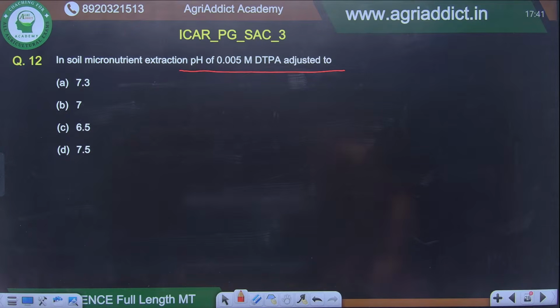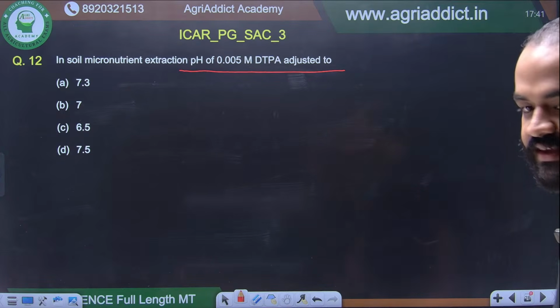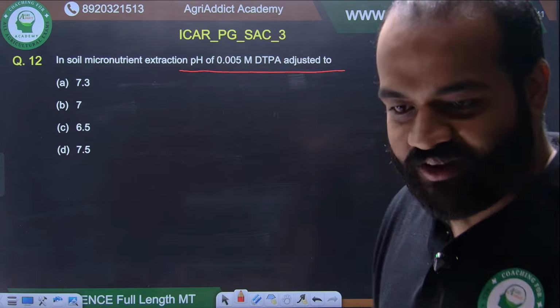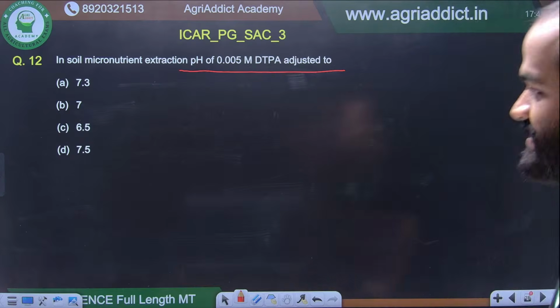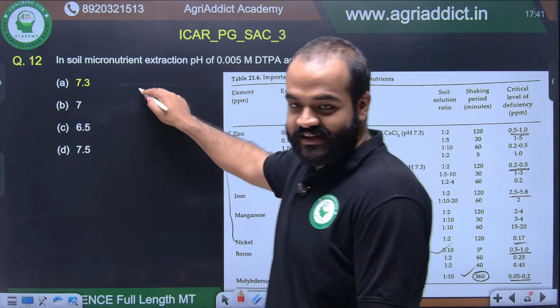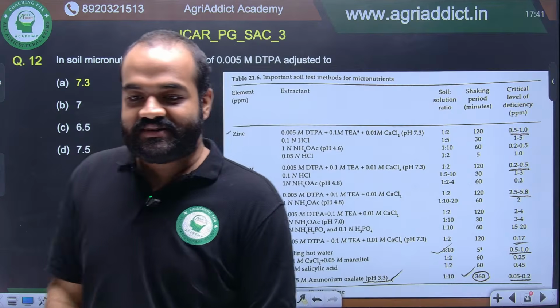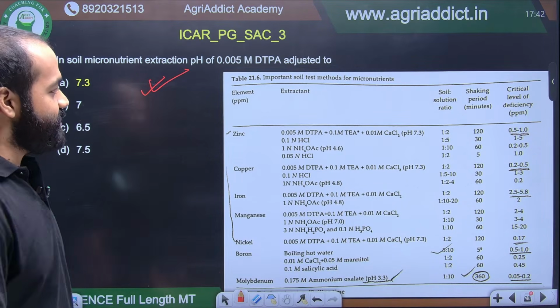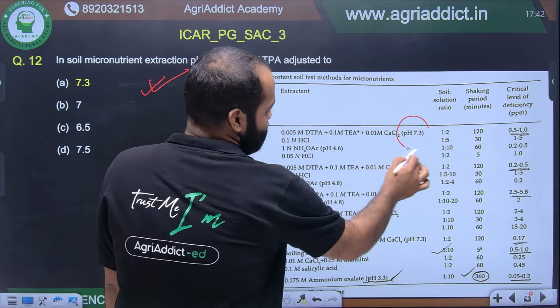7.6 कौन लिख रहा है यार? 7.6 नहीं है भाई. 7.6 क्यों लिख रहे हो? You're writing option A and you are writing 7.6. Definitely it is 7.3. हाँ, given by Lindsay and Norvell तो सब ठीक है, but it is 7.3. 7.3 here. अच्छे से इसको देखो.